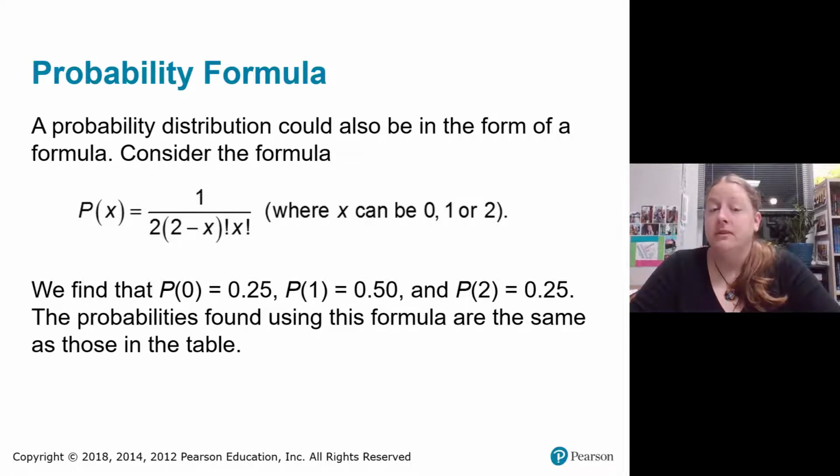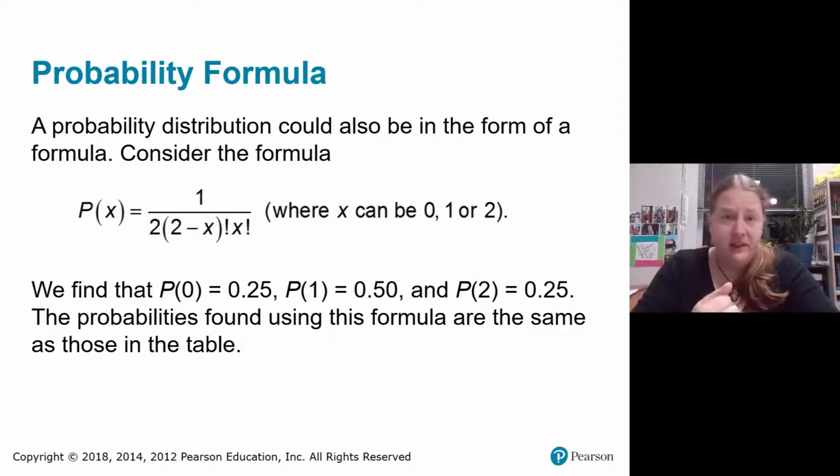Now remember, 0 factorial is 1, so if we plug in 0 for this, we get 1 over 2 times 2 factorial times 0 factorial, which is 1 over 2 times 1 times 1, or 1 over 4, which is 0.25. And we can do this for 1 and 2 as well, and we'll get this probability distribution that we had. So we should be able to find the probabilities if we're given a formula.